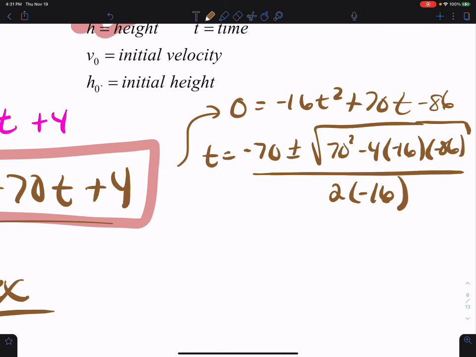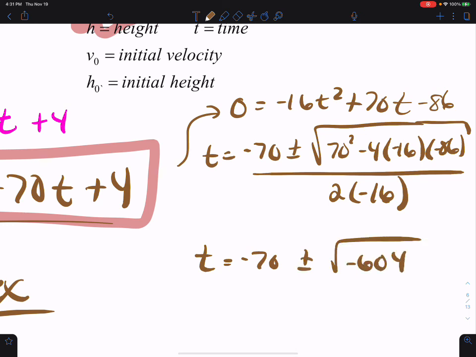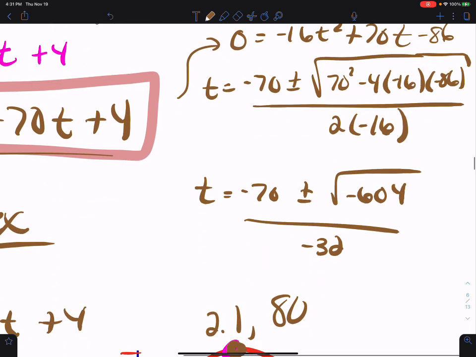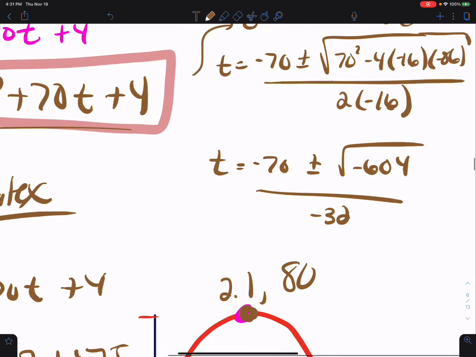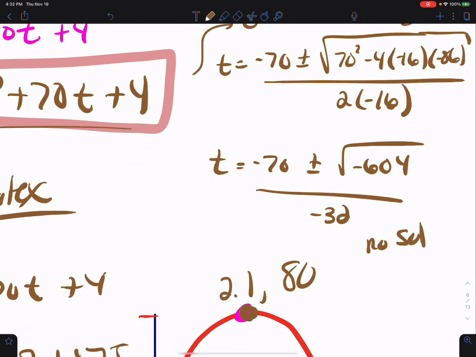When we are solving for this, we're going to realize that under the square root, we get a negative number. So we know that if there's a negative under the square root, there are no real solutions for t. In other words, there is no value of t that I could plug into my equation that would give me an answer of 90. So with this, there's no solution. We see that same thing.